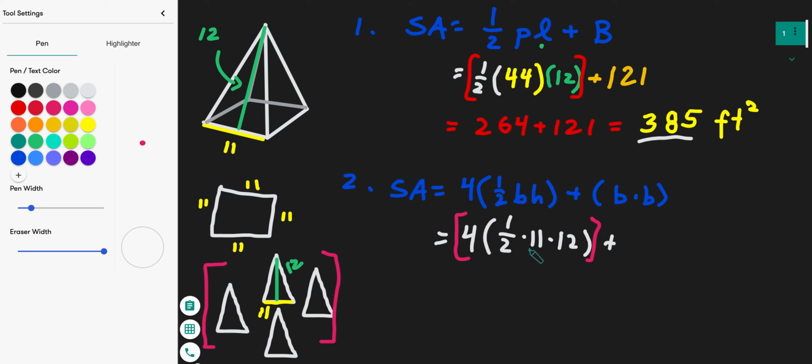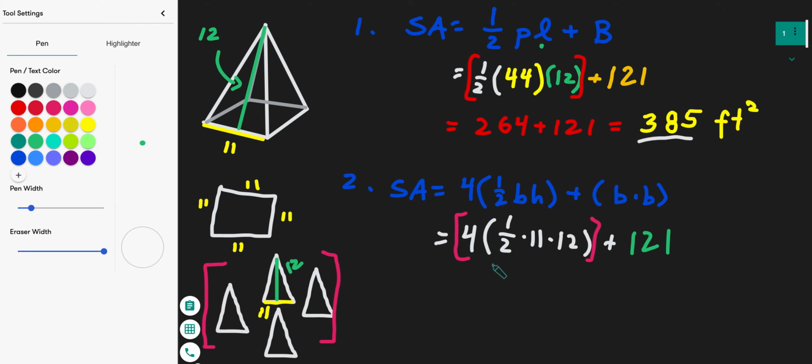Good. So now we need to go ahead and find the area of our base, which is our last shape, which is our square. So what is the area of this base right here? Think about our previous equation. What number is it? 11 times 11 is 121. Awesome.